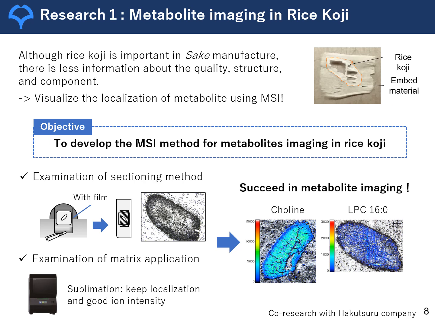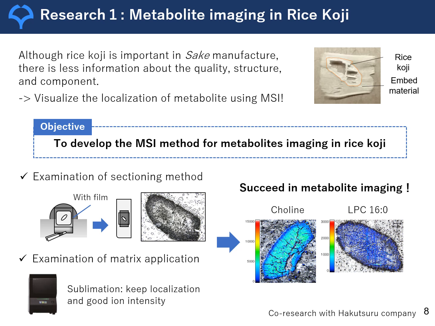This is the metabolite imaging in rice koji. Koji is an important ingredient in the production of sake, and it is said that the quality of koji greatly affects the quality of sake. Generally, the quality of koji is judged by observing its structure. However, the metabolites that affect koji structures are still unclear. Therefore, it is important to review the relationship between the quality of koji and its metabolite distribution.